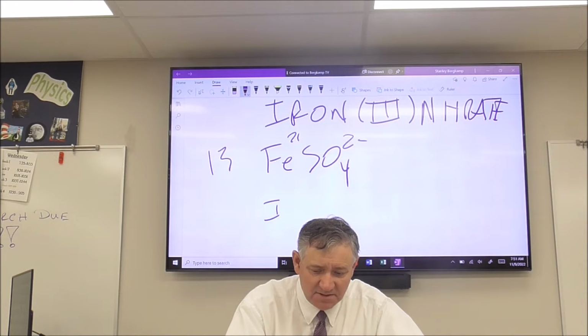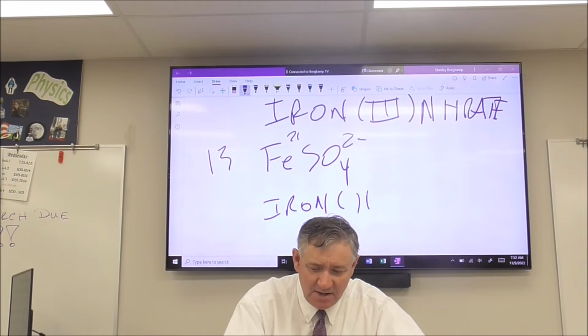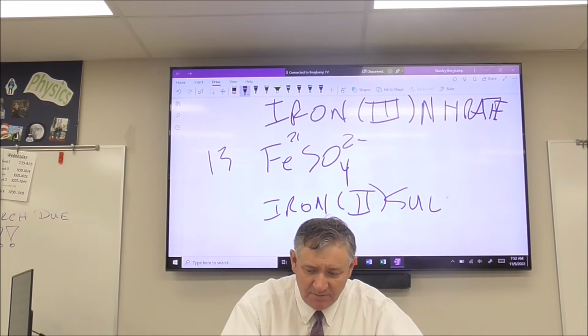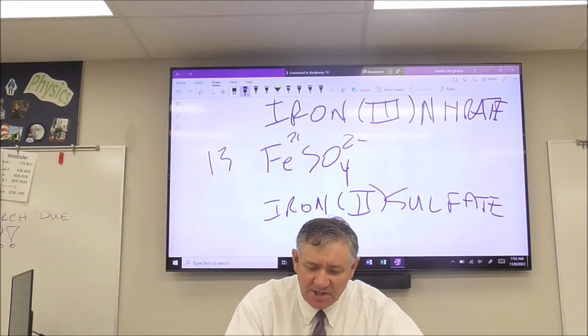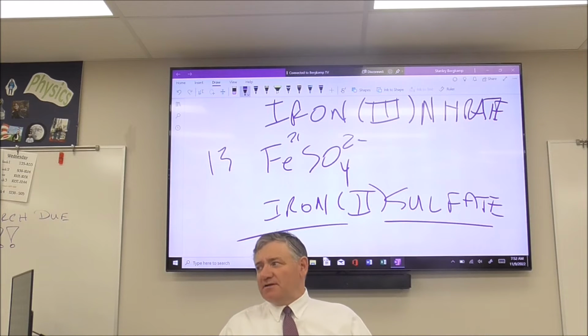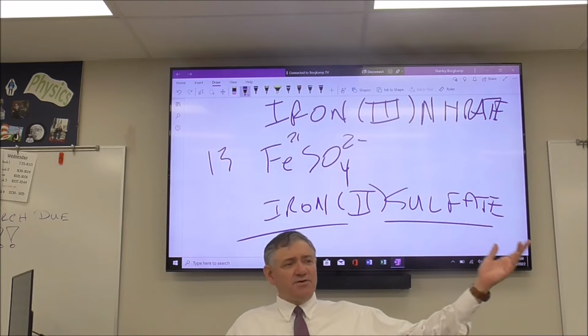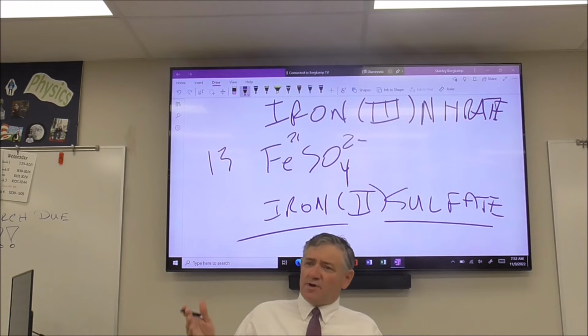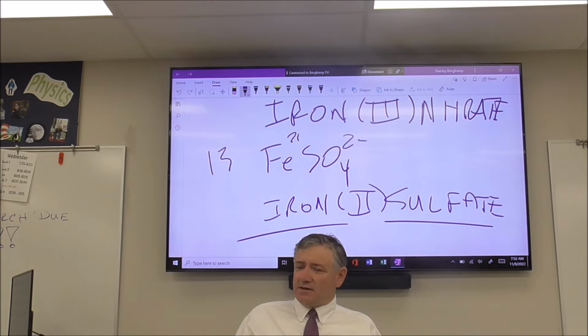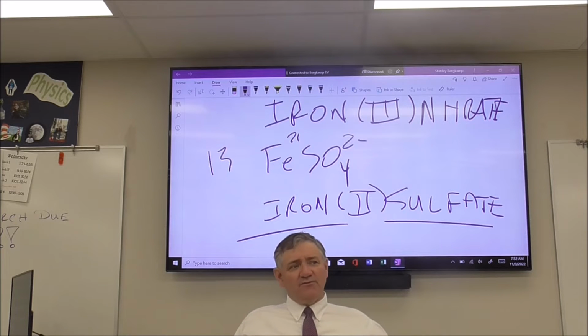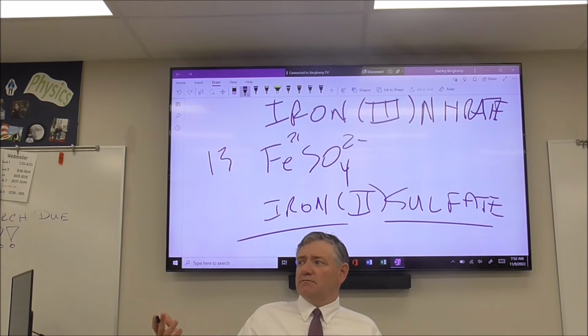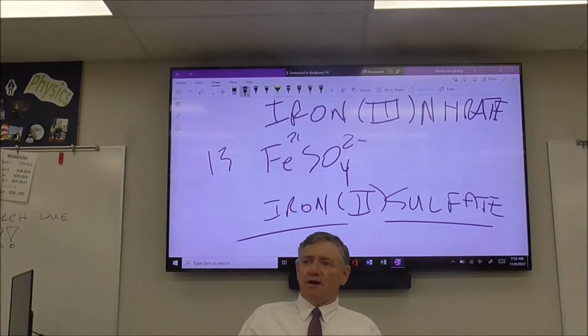2 plus. So Raman is right. It's going to be iron 2 sulfate. Now, here's how you can check that you got this right. Take the name and see if you can write the formula. If you start with iron 2 sulfate and you can work backwards to FeSO4, odds are you did it right.